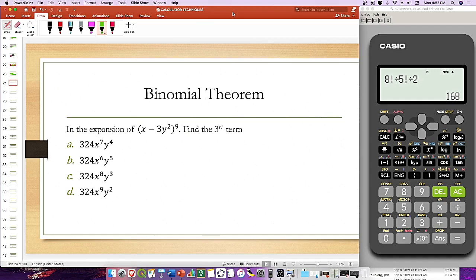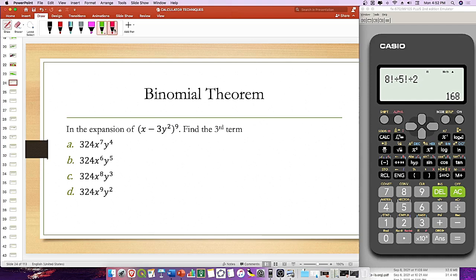Now, we will solve this problem without using any formula. Let me read the problem. In the expansion of x minus 3y squared raised to the power of 9, we are going to find the third term. We don't need any formulas here. This is the technique that I will be sharing with you to make this binomial theorem easy.